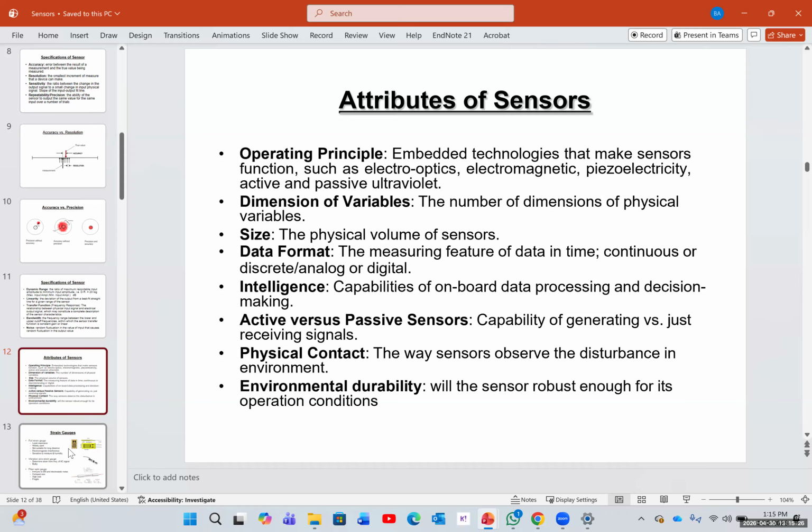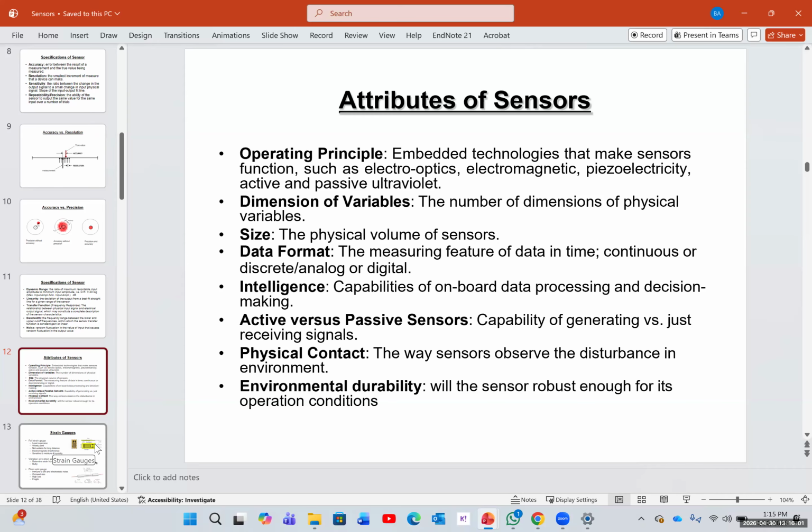We have active and passive sensors. Active ones, they have a power source. It must be powered to work. Passives don't require that. It actually works purely on its internal energy. And then we have physical contact, the way sensors observe the disturbance in environment, and environmental durability. Will the sensor be robust enough for its operation condition?